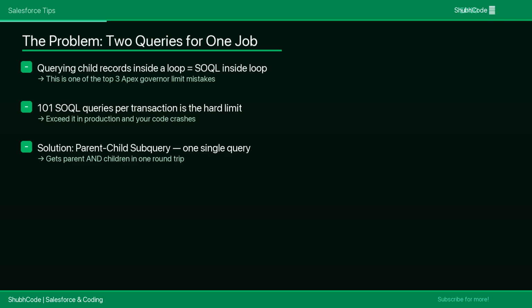Here's a pattern I see all the time in Apex code reviews. A developer queries account records. Then they loop through the results and query the related contacts for each account separately. That's a SOQL query inside a loop, which is a governor limit nightmare. The moment you've got more than 100 accounts, you're hitting the 101 SOQL query limit and getting runtime exceptions in production. There's a much better way.